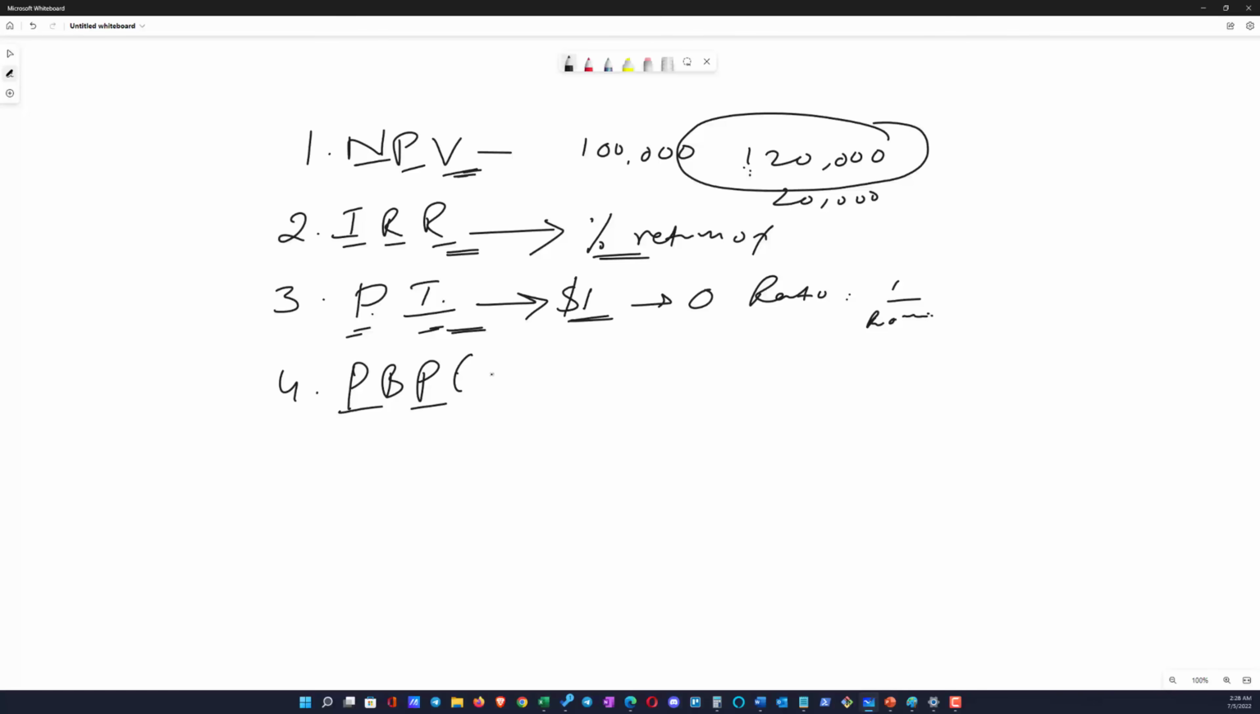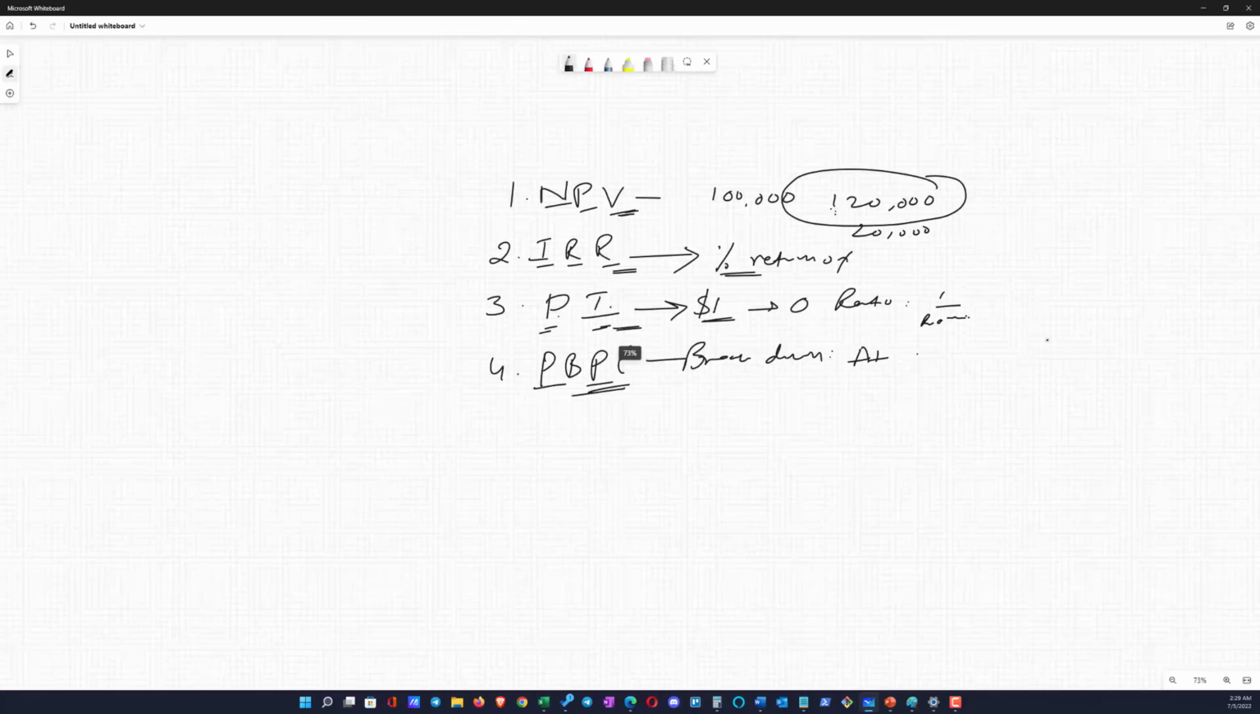Payback period is nothing but the break-even point. It does not talk about the profits or the losses, but it just talks about at what point in time we are going to get back the capital that we have invested in the project. So these are the four terms that we are going to talk about in detail. Let me just move on.